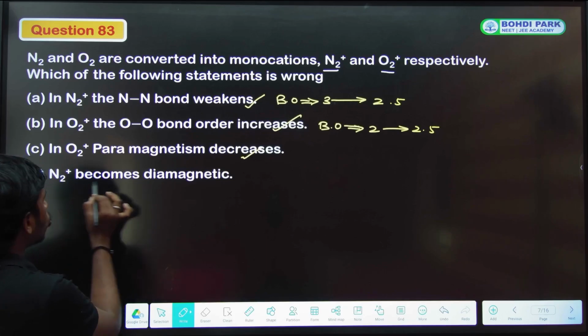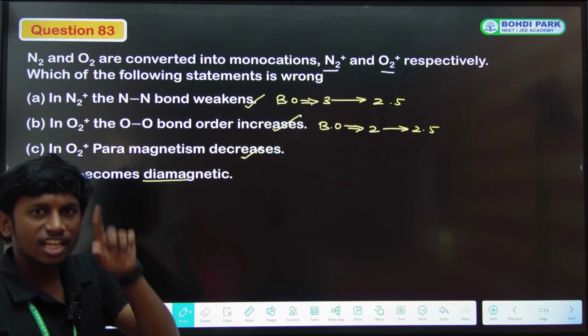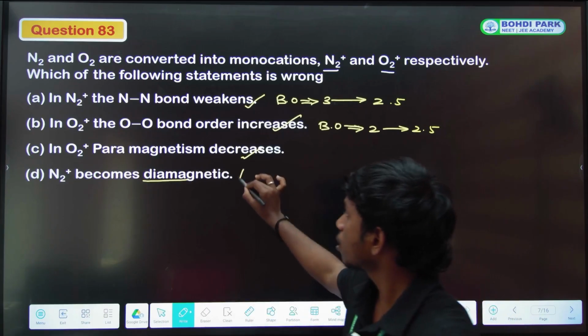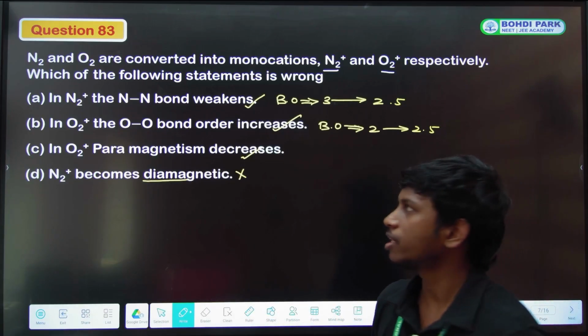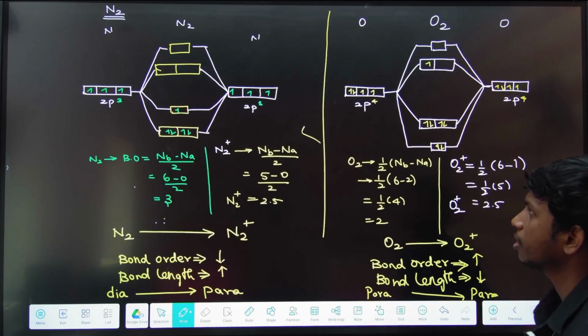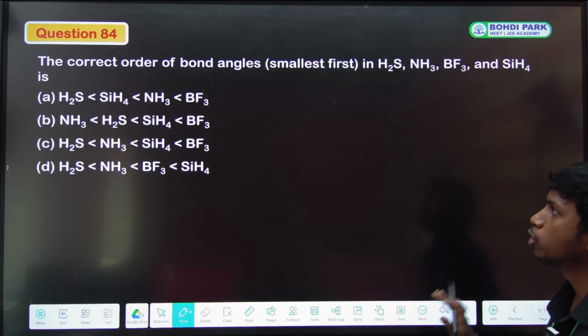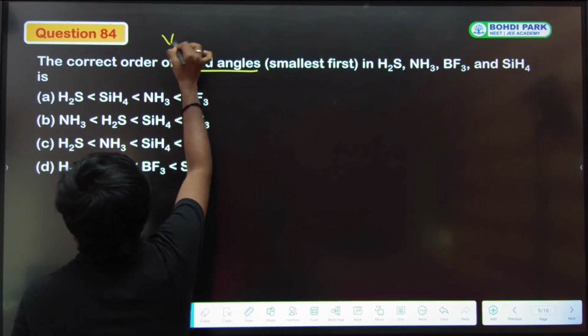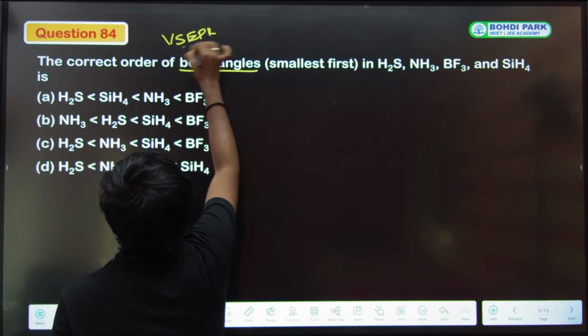Then N2 becomes diamagnetic. Initially diamagnetic இருந்தது, ஆனா இப்போ அது paramagnetic மாறிடுச்சு, so it is a wrong answer. Okay, D cannot be the correct option. Then the fourth question is correct order of bond angle. Okay, it is based on VSEPR theory.